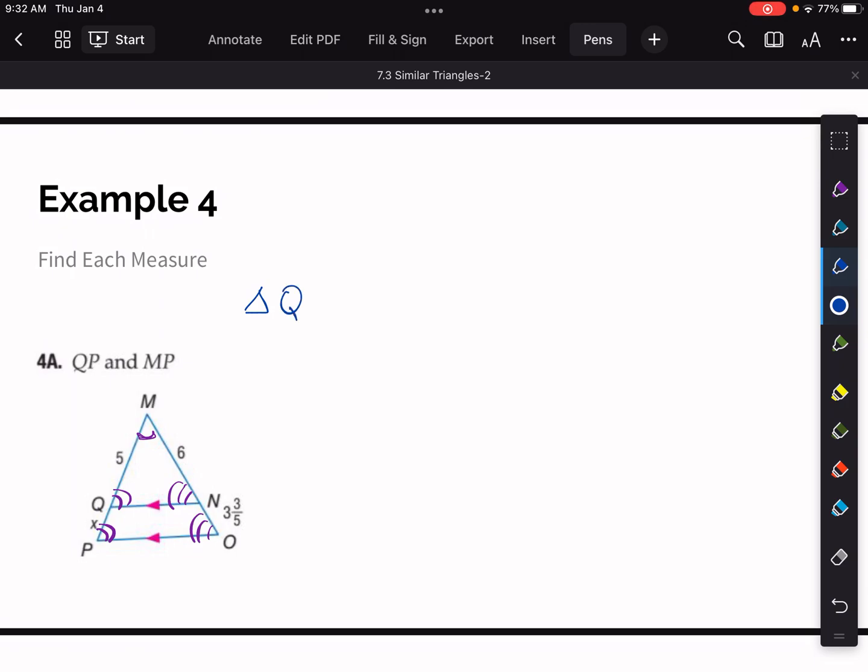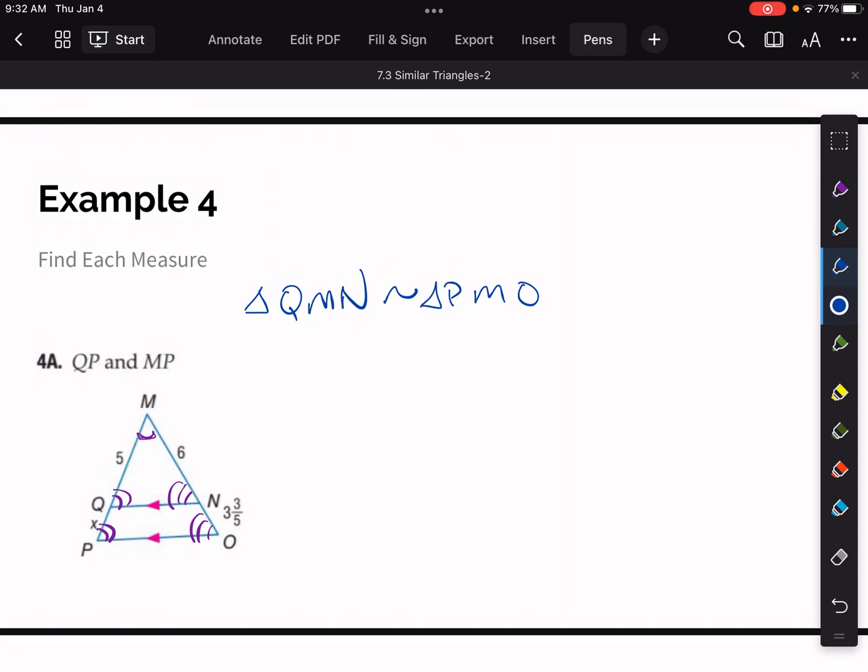Let's just call it QMN. Okay, let's figure out what triangle that is similar to. If we go in the same order as the angles listed, QMN went from 2 dash marks to 1 to 3. So I'll do the same on the big one. The 2 dash marks would be P, so we'll go PMO. Okay, so that's the similarity statement.